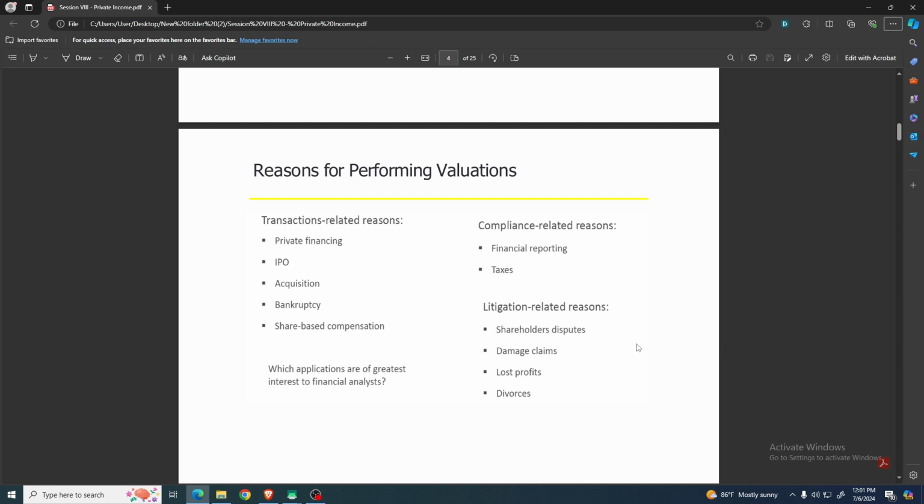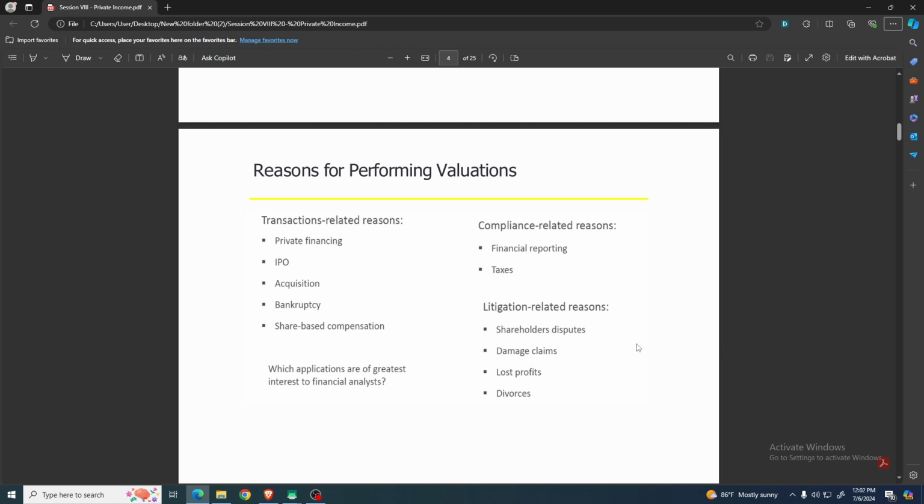During bankruptcy proceedings, a valuation is again needed to assess the company's assets and determine how much creditors and shareholders are going to receive. So when Lehman Brothers went bankrupt in the 2008 financial crisis, valuation of its remaining assets was essential to distribute the proceeds to creditors.